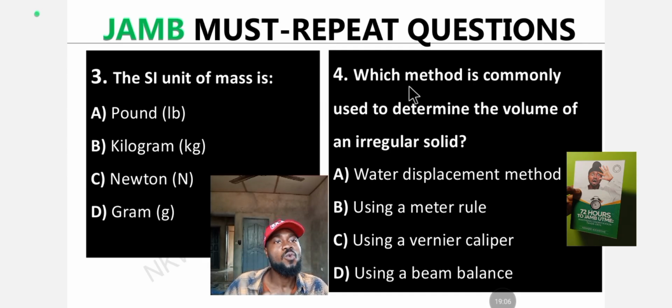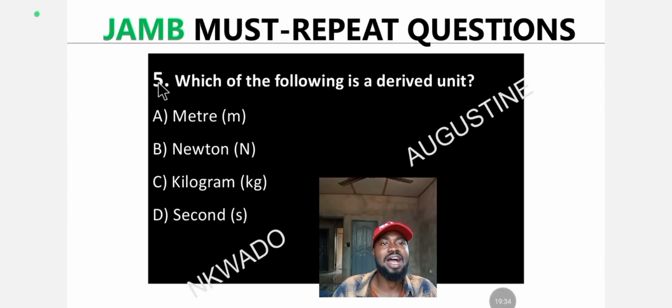Number 4. Which method is commonly used to determine the volume of an irregular solid? A, water displacement method. B, using a meter rule. C, using a vernier caliper. D, using a beam balance. What's the answer? Drop the answer in the comment section. Number 5. Which of the following is a derived unit? Is it Newton? Is it kilogram? Is it second? What's the answer? Drop the answer in the comment section. Let's move over to the next topic.